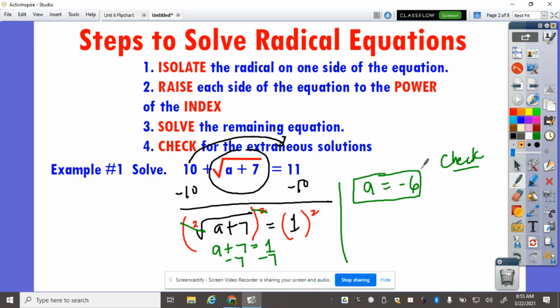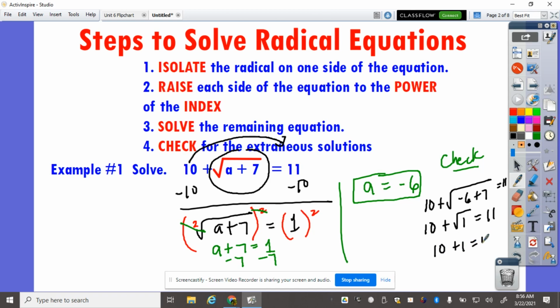For example, in this case here, I'm going to plug negative 6 into the problem. That will give us 10 plus the square root of negative 6 plus 7 equals 11. So here, what is negative 6 plus 7? It's going to be the square root of 1 equals 11. What's the square root of 1? The square root of 1 is just 1.